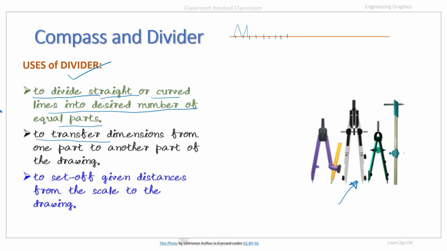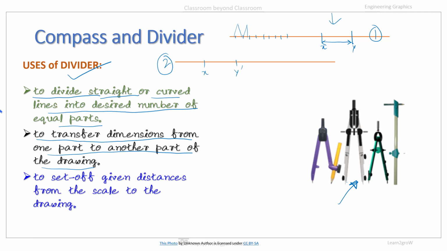Next, to transfer dimensions from one part to another part of the drawing. Suppose this is another line, and from line number 1 to line number 2 we want to transfer some dimensions. So this is the dimension, say x, y. The same dimension, if we want to transfer it to line number 2, then we can use a divider, and accordingly we can mark this point x and y over here also, say x dash and y dash. So this way also we can use the divider to transfer dimensions.